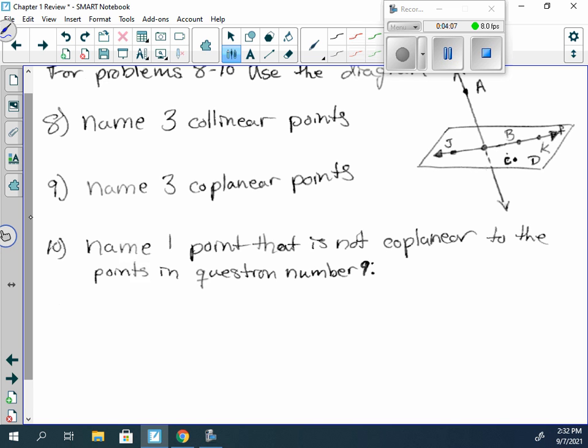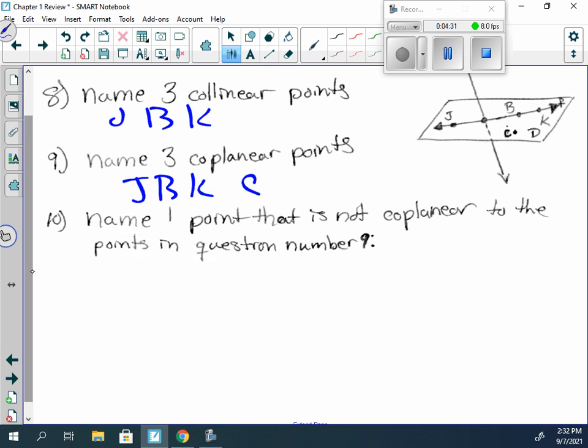Okay, so 3 points that are collinear are going to be on the same line. So we're talking about J, B, and K. If we're talking about coplanar, we're going to talk about 3 points that remain on the same plane. So we need any points that are on the same plane. So J, B, K, and C would all technically be coplanar because they're all contained on the same plane. Same plane, coplanar. Collinear is same line.